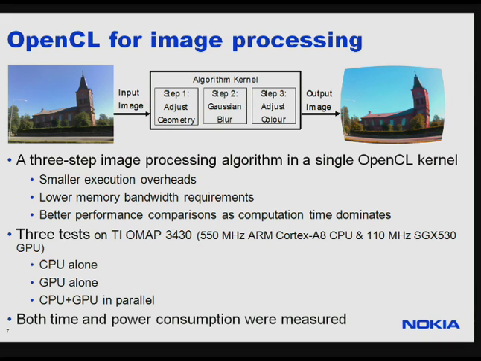And the hardware that we used was TI OMAP 3, which has a CPU that runs at 550 megahertz and a GPU that runs at 110 megahertz. We made 3 measurements: CPU alone, GPU alone, and combined. And we measured both performance and power.